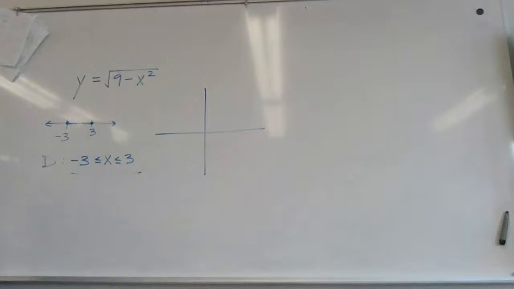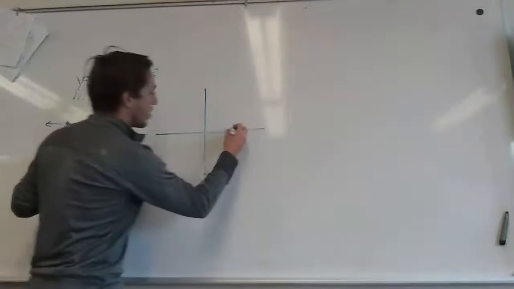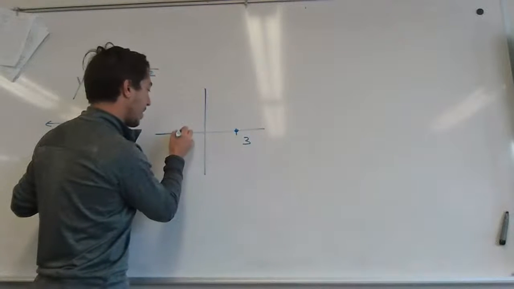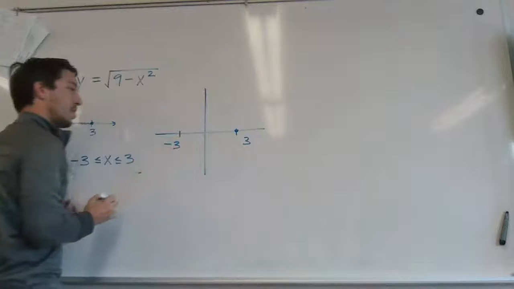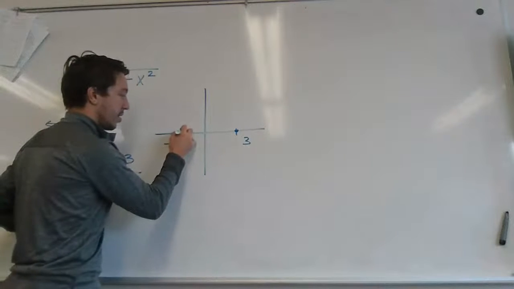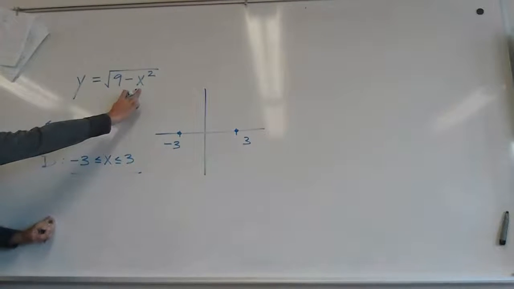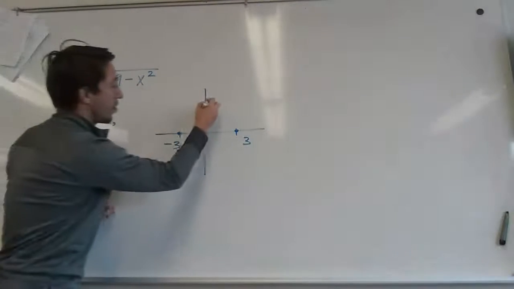All right. So what happens if you actually plug in 3? You get 0. So here's 3. There's 0. Plug in -3. You also get 0. What's the other number I might want to plug into this? 0. How about plugging in 0? Plug in 0, what do you get? 3.